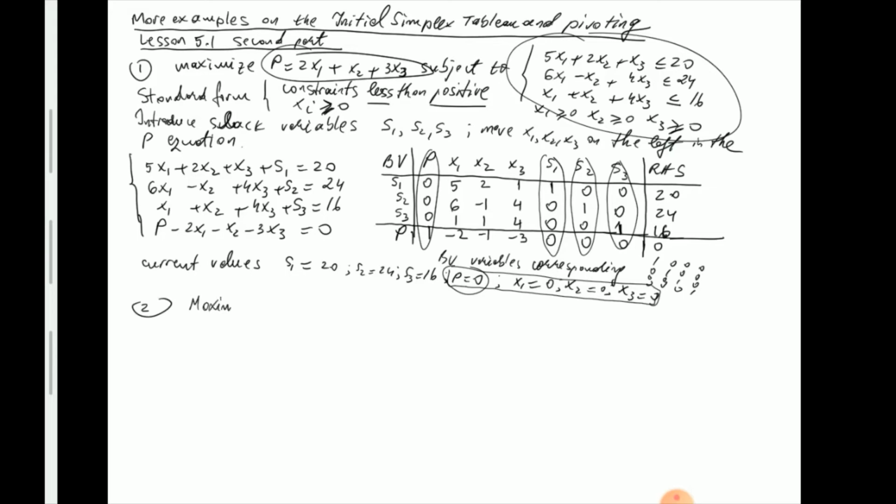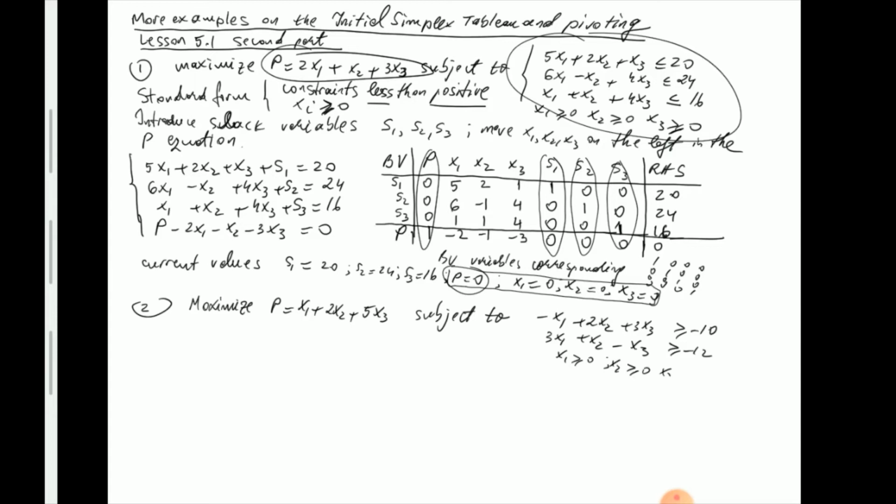So let's see, suppose we want to maximize P equals x1 plus 2x2 plus 5x3, subject to minus x1 plus 2x2 plus 3x3 greater than or equal to minus 10, 3x1 plus x2 minus x3 greater than or equal to minus 12, x1, x2, x3 nonnegative.